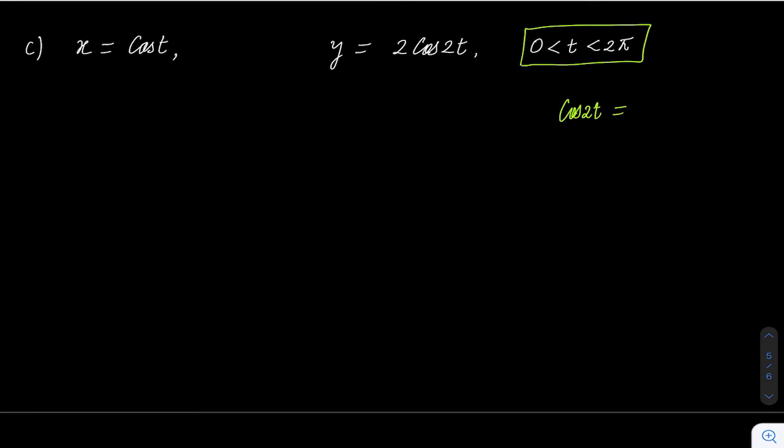Cos 2t is equal to 2 times cos square t minus 1. I think this was the relation. Yeah, let's check this with t equal to 0: it will become 1 and 1. Correct. So this is my relation. Cos 2t is 2 cos square t minus 1. So let's use this.